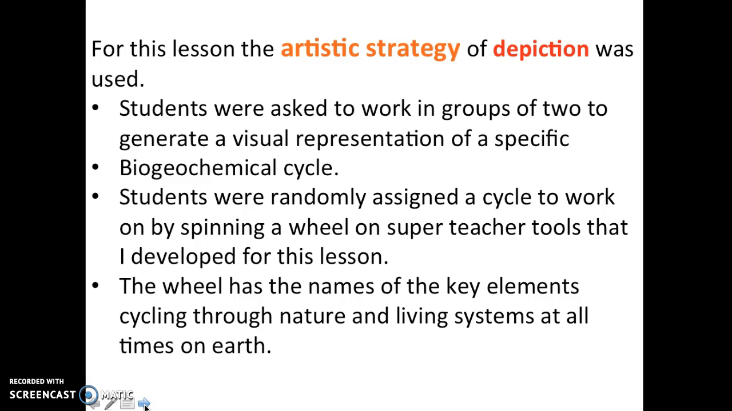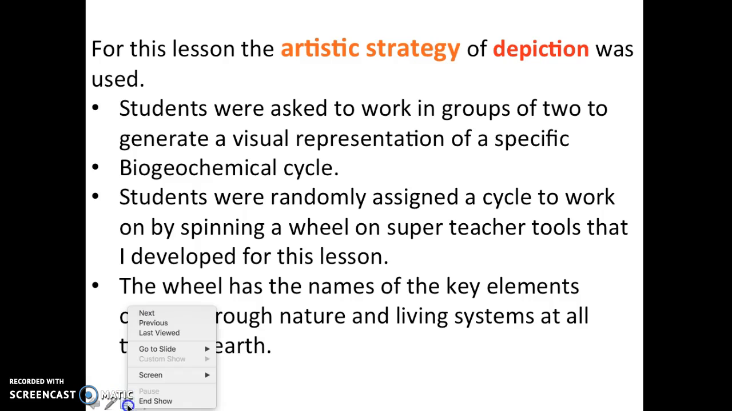All right, for this lesson, the artistic strategy was depiction. Students were asked to work in small groups of two, sometimes three, and their goal was to generate a visual representation of a specific biogeochemical cycle. They're randomly assigned to a cycle by spinning a wheel that I put together on Super Teacher Tools, and the wheel had the particular biogeochemical cycle on it, so it's somewhat random.